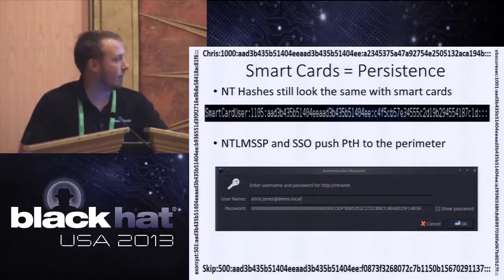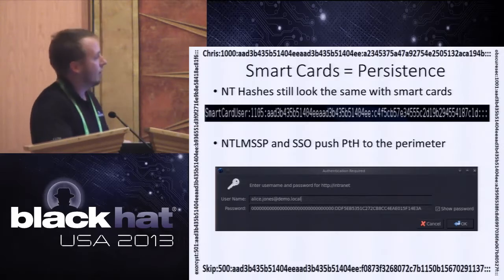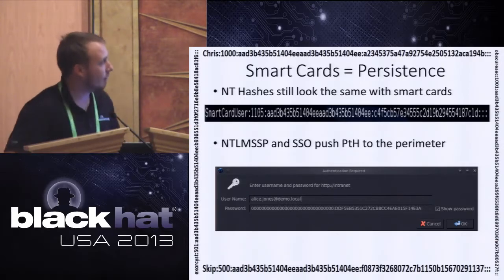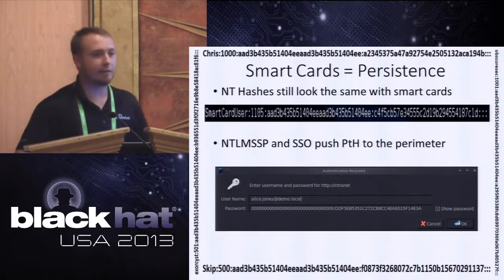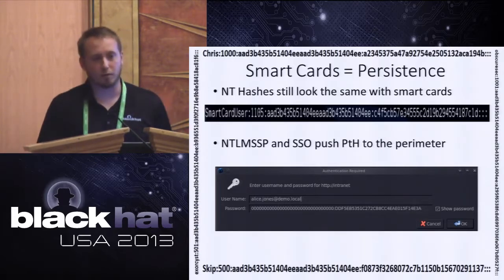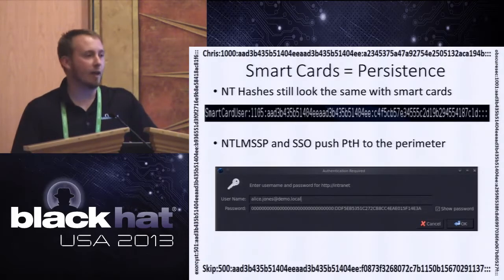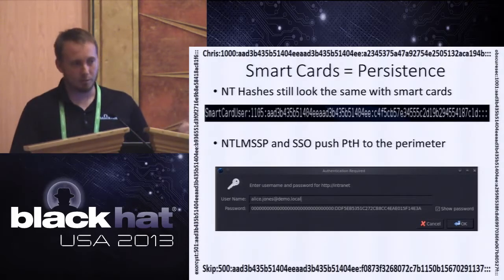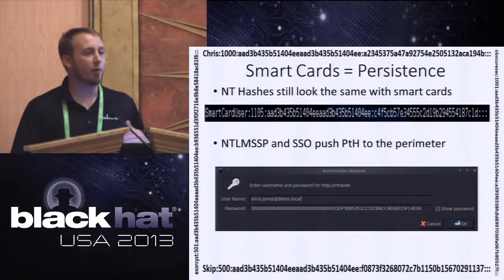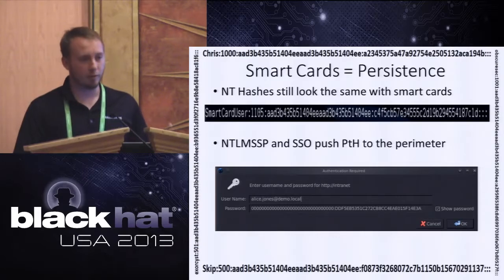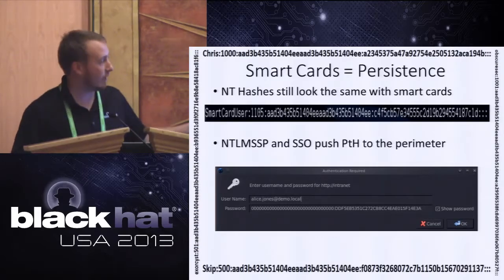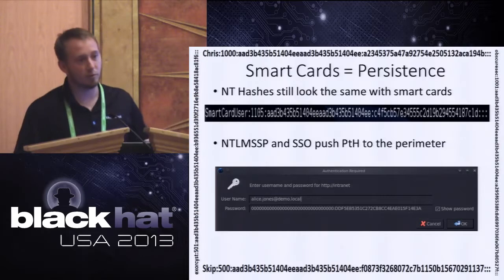With Pass the Hash Firefox, which is what you're looking at on the bottom here, and the fact that NTLM SSP has been pushed out of the perimeter, which is a lot of what we talked about last year, you can now hit an enterprise, dump all the domain hashes, and then come back in hitting SharePoint or OWA using those hashes, even if they have smart card deployed.